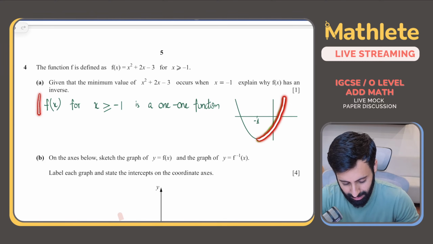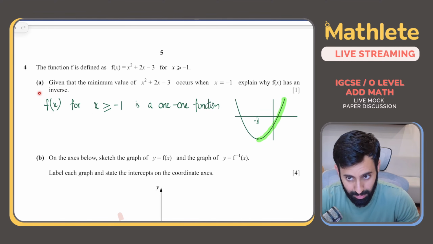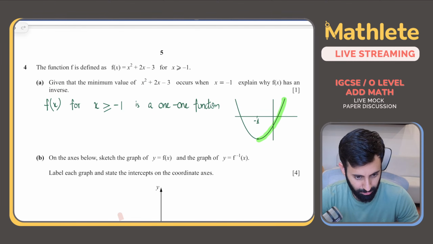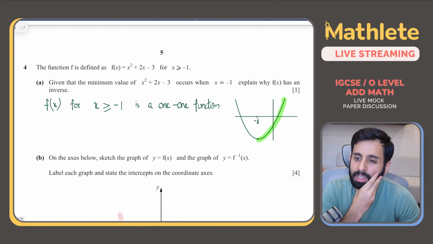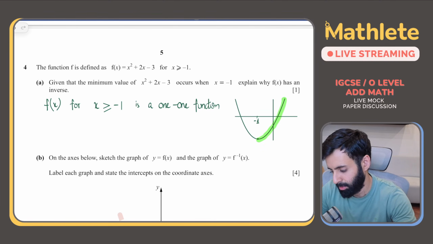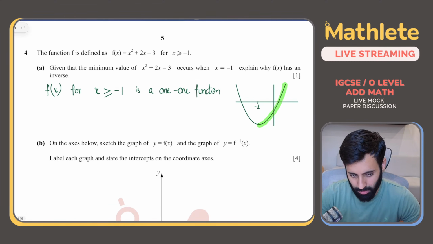So that is why you don't say that f of x is a one-to-one function. No, if you say that, you're wrong. You have to mention that for the given domain it is a one-to-one function. Okay, vertical line test. Hello, let me see from the marking scheme. Is vertical line test allowed or not? I don't see vertical line test in the marking scheme, so I will not recommend it. Use one-to-one, many-to-one, not vertical line test.